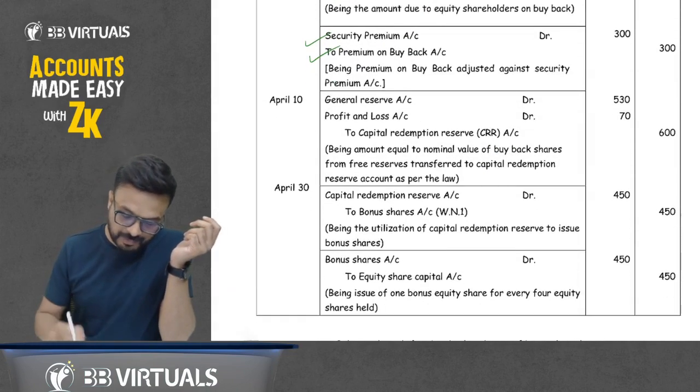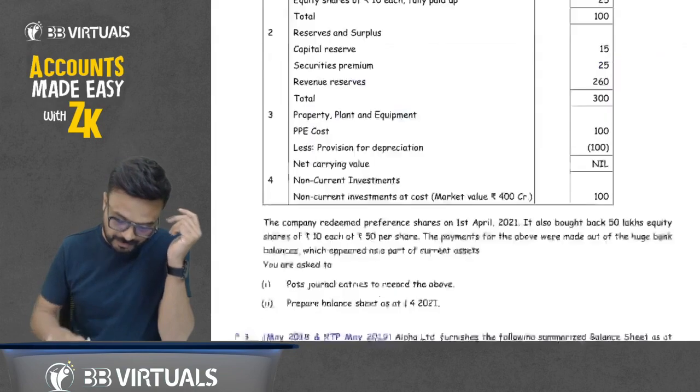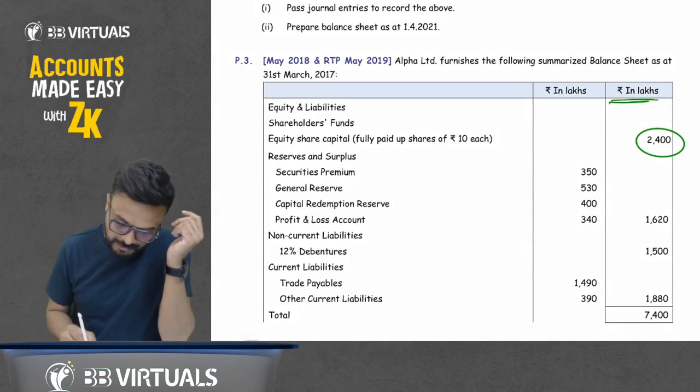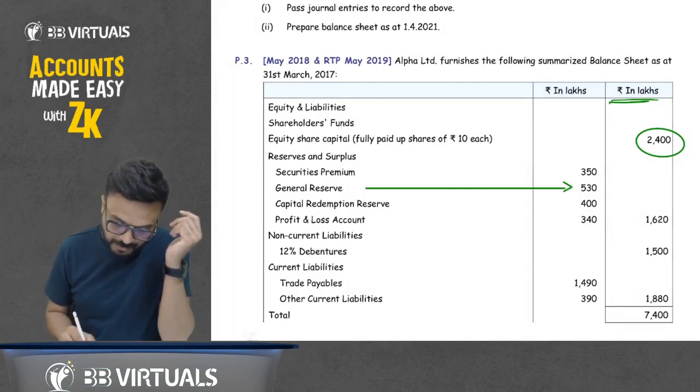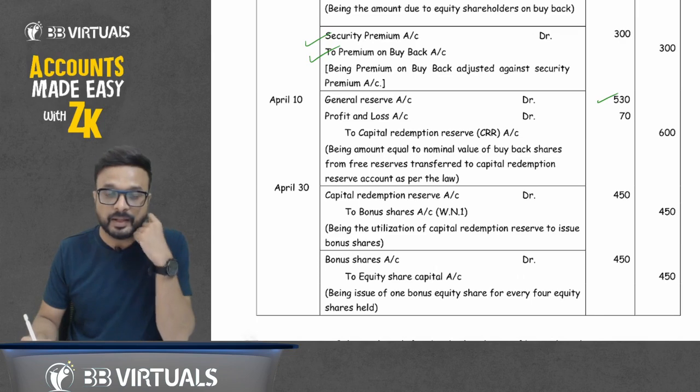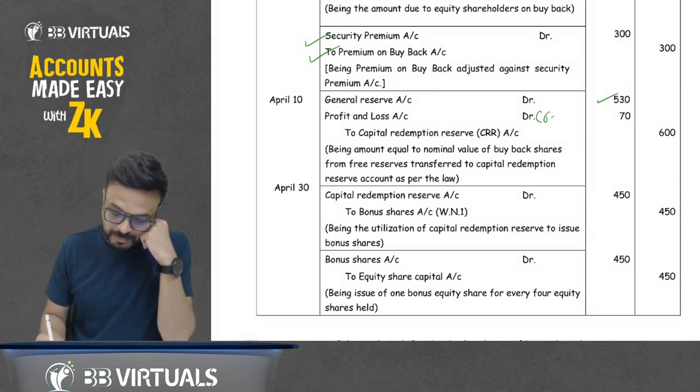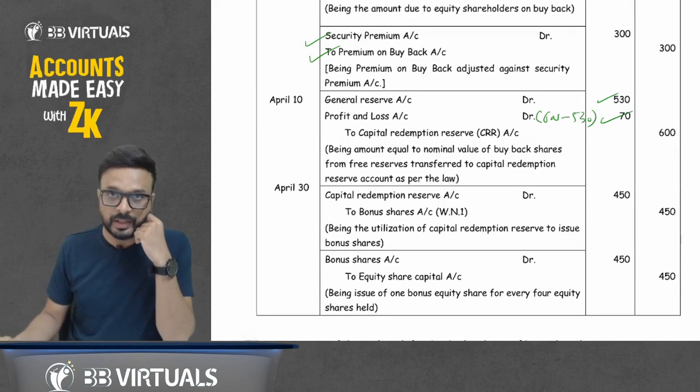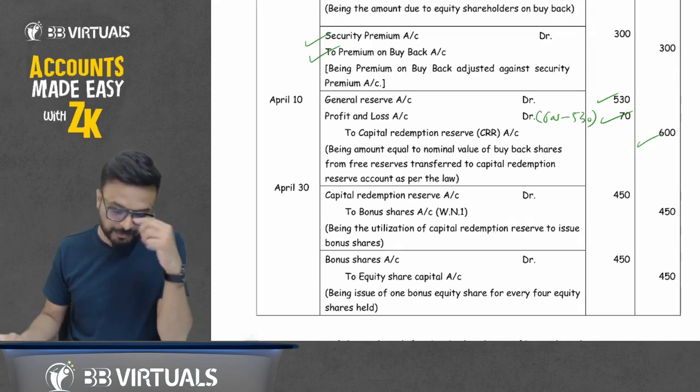They have utilized the general reserve, 530. How much balance do they have in general reserve? They have 530, and in P&L they have 340. So they first utilize the general reserve completely, 530, and the remaining is 600 minus 530. It is 70. Okay. So general reserve account debit 530, profit and loss account debit 70, CRR account 600.